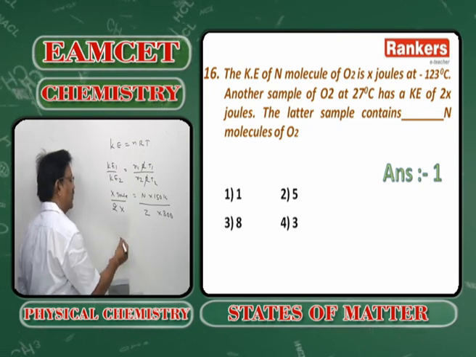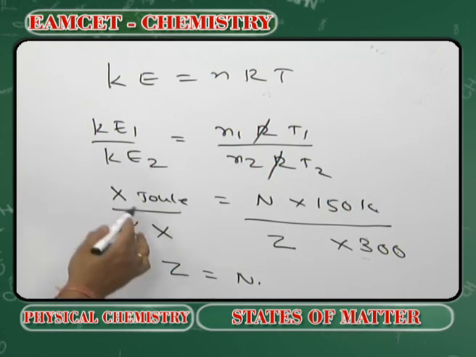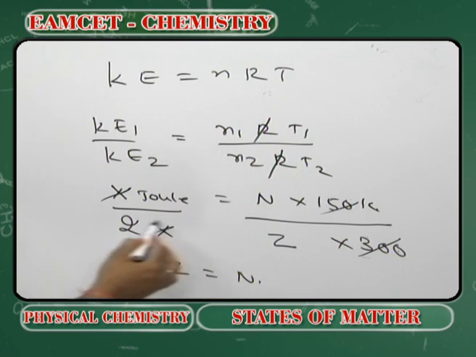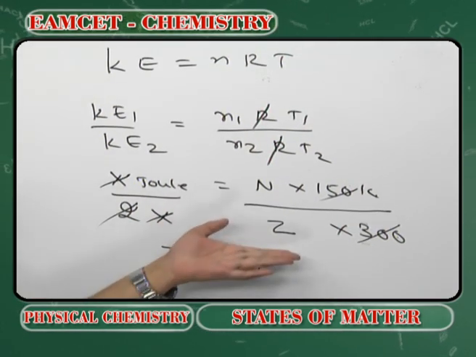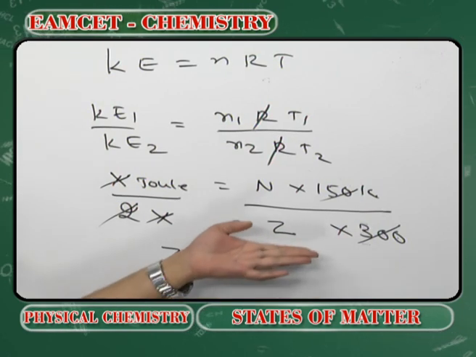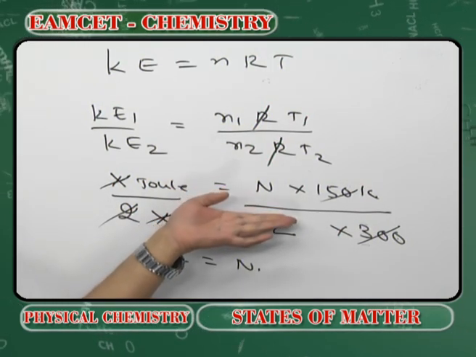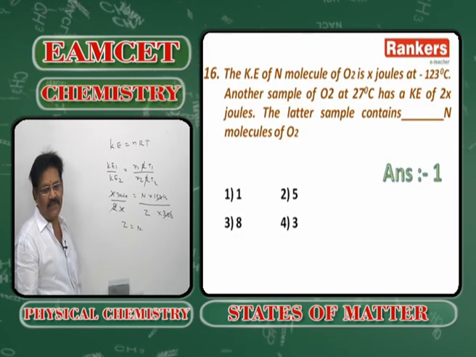So Z also will be equal to N. X gets cancelled out, 2 gets cancelled out. So Z is equal to 1, Z is equal to N. So the second sample also contains the same number of molecules as that in the first sample of the gas. Option 1 is the answer.